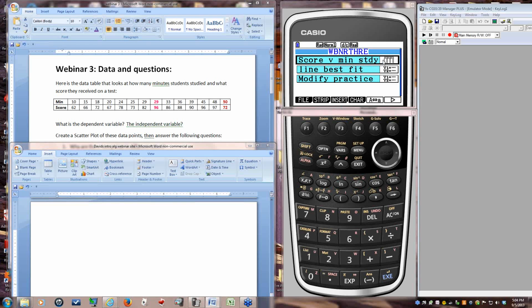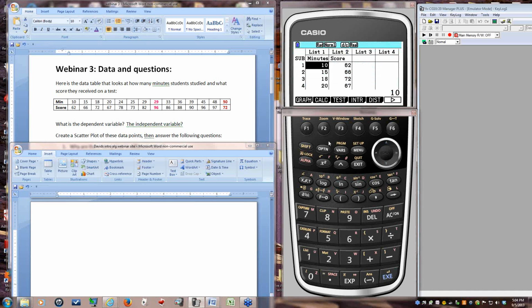This first strip up here where it says score versus minutes studied, it shows the statistics table. So that's, if I enter that, that's highlighted right now. I can go from highlighting one of these to the next by the up and down arrows. If I hit enter, this is just the list. I've just entered the list of data into the calculator. I also put in minutes and score up at the top in this subheading.